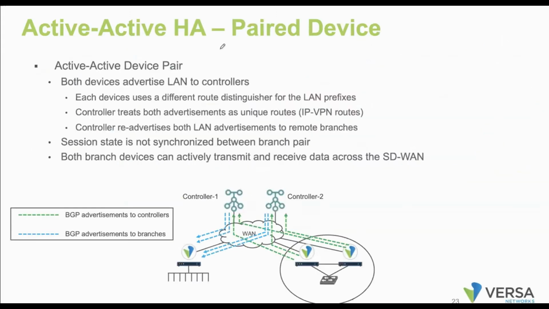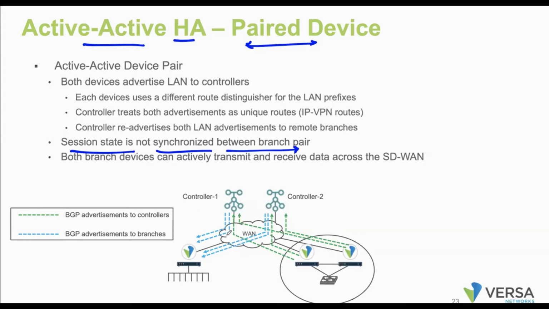Okay. So this is the third type of HA, what we call an active HA. That is going to happen with the help of the paired device. Here, though we have the crisscross, back-to-back connection between the branches, the session state is not going to be synchronized between the branch pairs. There is no synchronization that is going to happen between the branch pairs.